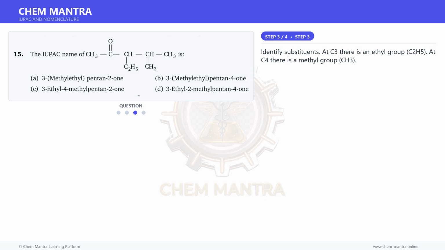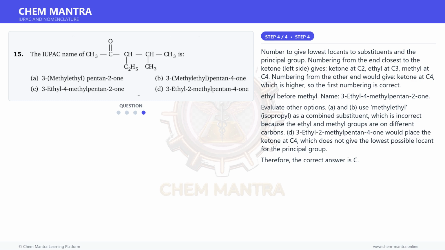Identify substituents. At C3 there is an ethyl group, C2H5. At C4 there is a methyl group, CH3. And for the final step, number to give lowest locants to substituents and the principal group.